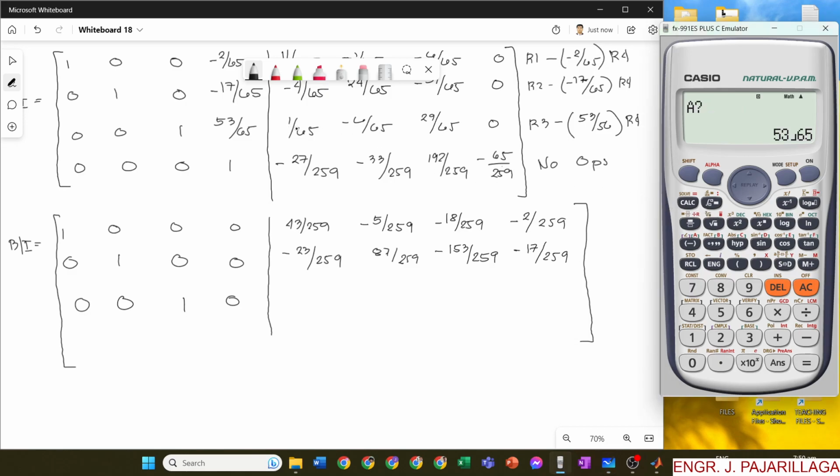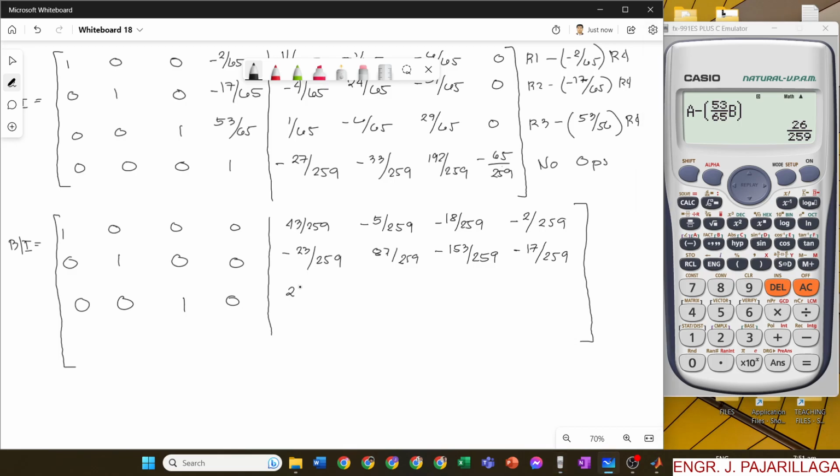And then we have our row 3 is 1 over 65. And then for our row 4, we have negative 27 over 259, and then we have 26 over 259 positive. 26 over 259. All right.